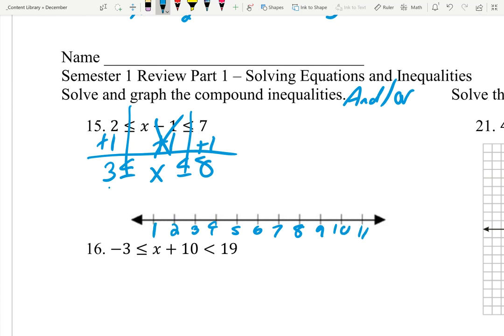So we're going to have a closed circle at 3 because of the sign on the 3. And we also have a closed circle at 8 as well. And x is between 3 and 8, so we shade between these two circles. And we have our final answer right there.